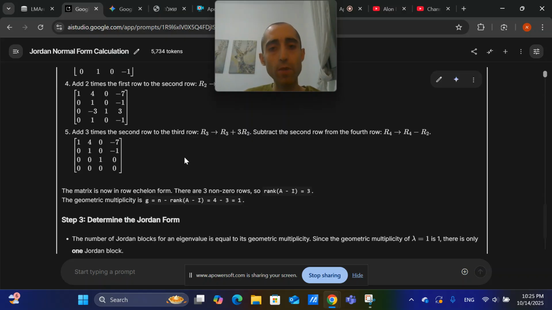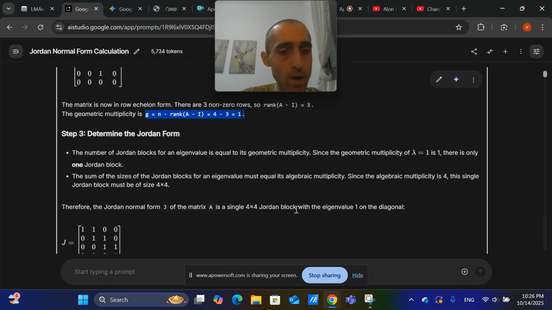Now we're going to do n minus this rank, and this will be the geometric multiplicity, not 3. So n, which is 4, minus the rank of this matrix, which is 3, will give us 1. This is the dimension of the kernel of A minus I. This is the geometric multiplicity, which is 1. So here it is, the geometric multiplicity is 1. Sorry for the 3 that I said.